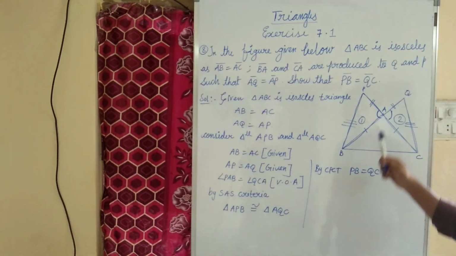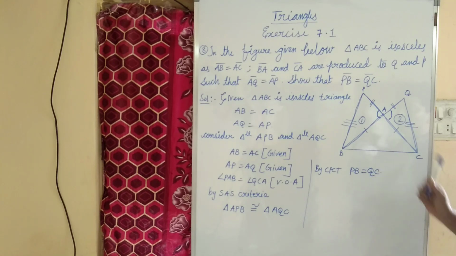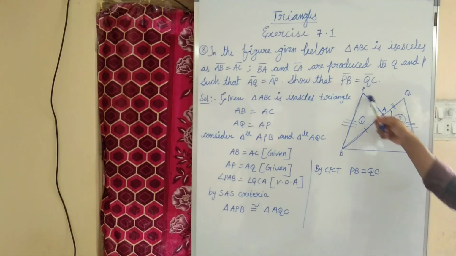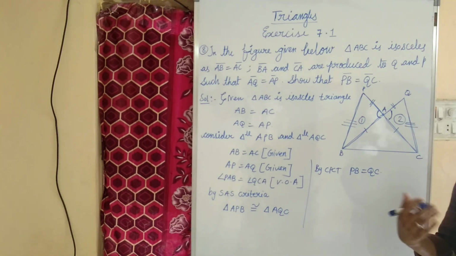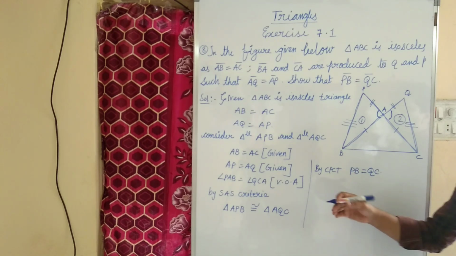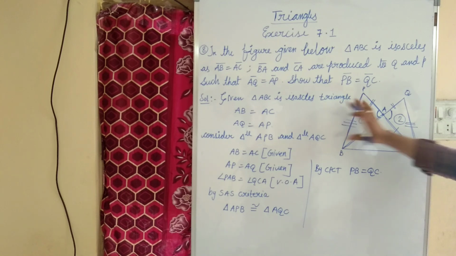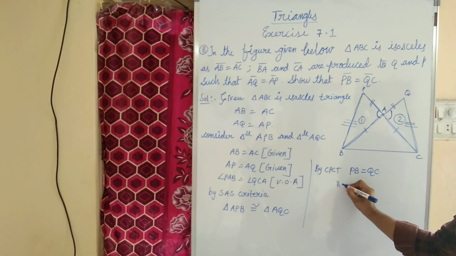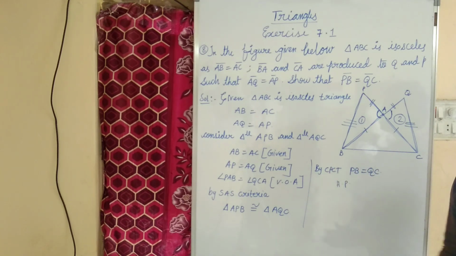The thing is, AB equal to AC, second one is AP equal to AQ, third one is angle PAB equal to angle QAC. By SAS criteria, the two triangles are congruent. If two triangles are congruent, by CPCT, the other parts PB and QC are also equal. Hence, proved. I hope this question is very clear to you.